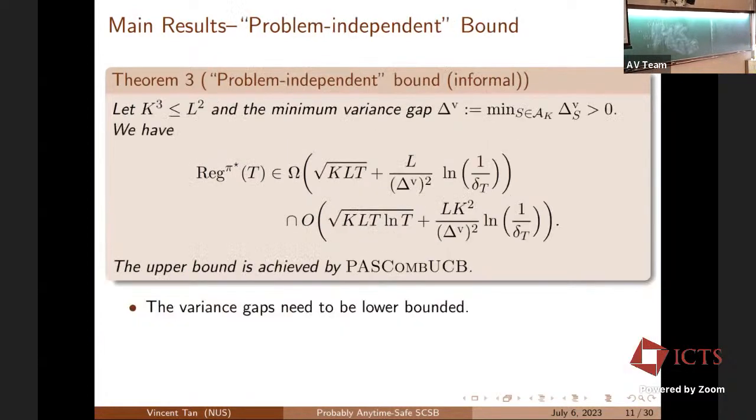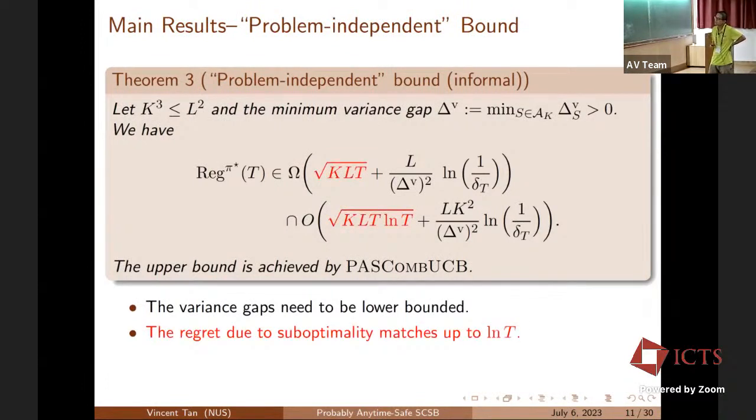In our work, we also have a problem-independent bound. It's a problem-independent bound in quotes because we need the variance gaps to be lower bounded by some delta V here. If the variance gaps are not lower bounded, then the regret is vacuous. Here there are some interesting elements that I would like to highlight that are easy to parse.